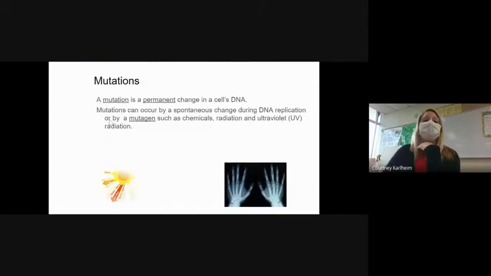The mutation is a permanent change in the cell's DNA. Mutations can occur by a spontaneous change in DNA replication, like how the video had that little guy putting on the pairs, or by a mutagen, which is just something that changes your DNA, like chemicals, radiation, ultraviolet radiation. So like x-rays, if you've ever had an x-ray, you have to have that heavy metal vest that they put on. It's to protect your cells from getting exposed to x-ray radiation.